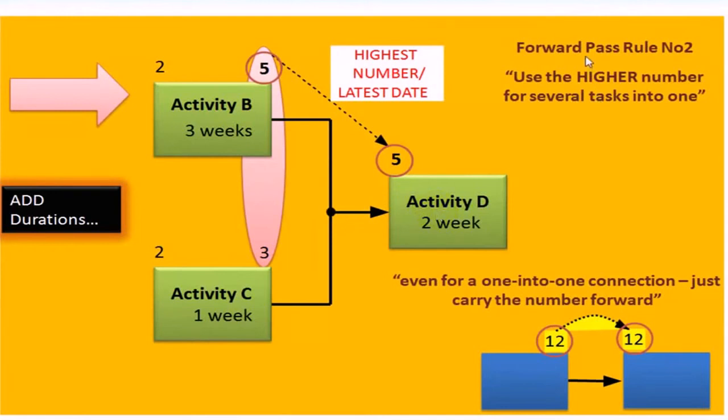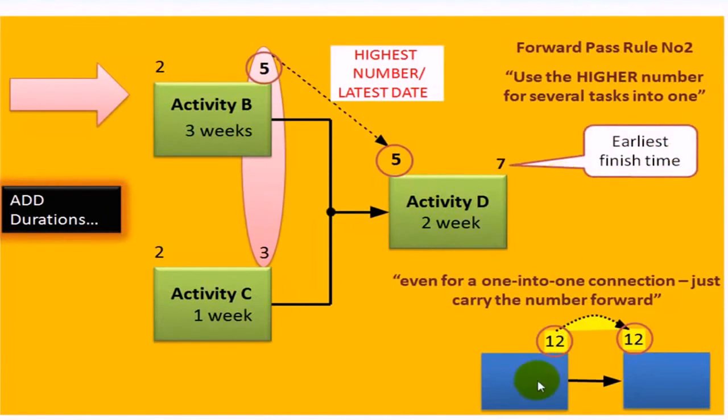And now we need to look at the second and final rule when doing a forward pass. Use the higher number for when you've got several tasks feeding into one, if you can see the point I'm making. Now in this case, because you'll have several feeding into one, which number do you use? Well, always use the highest number. So it's 3 or it's 5, it's got to be 5, so you carry 5 here, plus 2, of course, gives you 7. And that will be your earliest finish time.